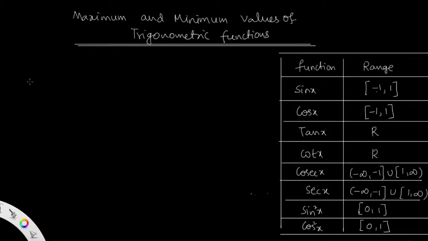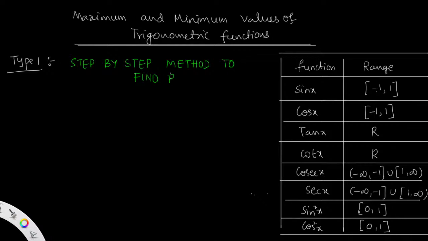I will explain the basic concept of how to solve these equations. There are four types, four methods to solve maximum and minimum values, to find the range. Shortcuts are there, but the first method is the step by step method to find the range.